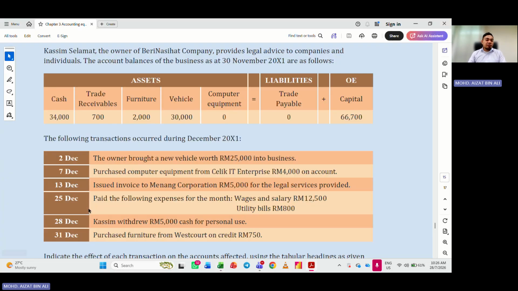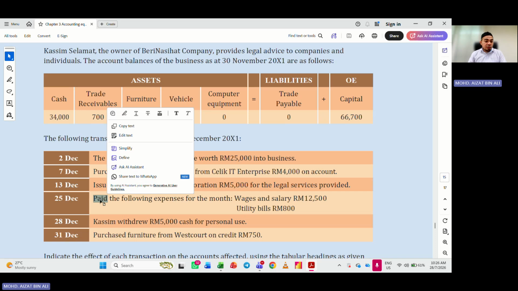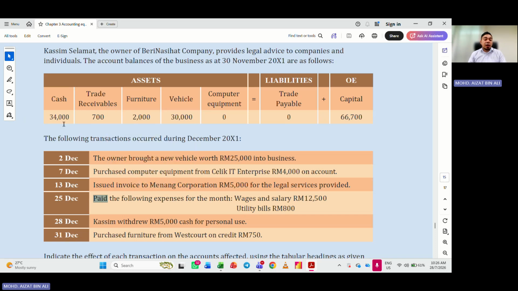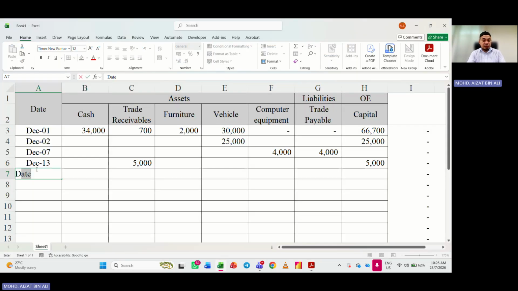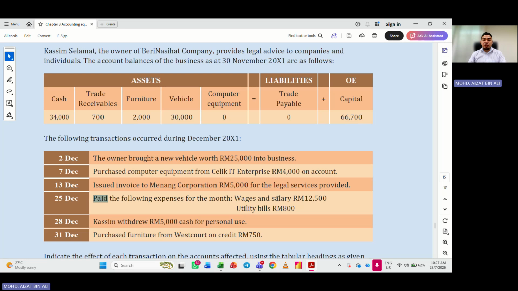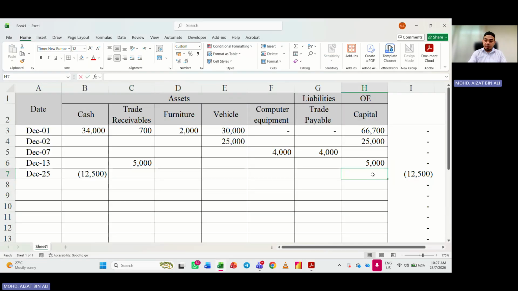Next, 25th December, paid the following expenses for the month. Wages and salary, 12,500 ringgit. Please note the question here. We use the term paid. Paid means it involves cash. So when we pay using cash, what happens to our cash? Our cash decreases, right? So on 25th December, our cash decreases by 12,500 ringgit, and this is for wages and salary. So minus owner's equity, 12,500 ringgit.